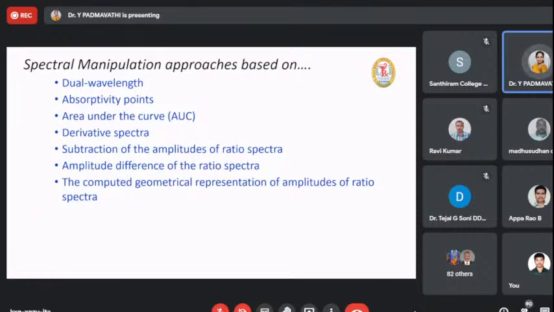So you can make use of a derivative spectra, subtraction of the amplitudes of the ratio spectra. So you can calculate the amplitude difference of ratio spectra, or you can compute the geometrical representation of amplitudes of ratio spectra.